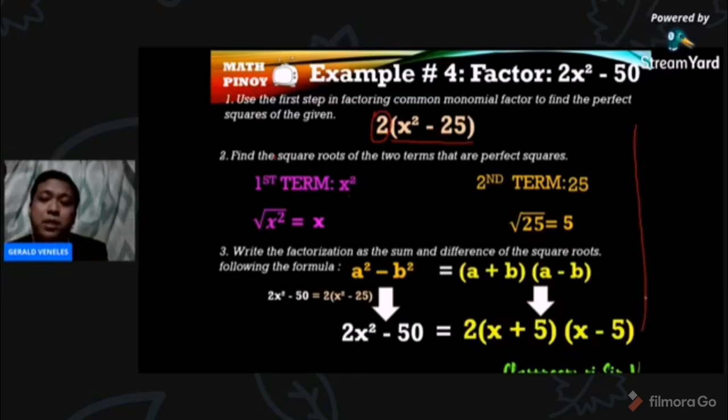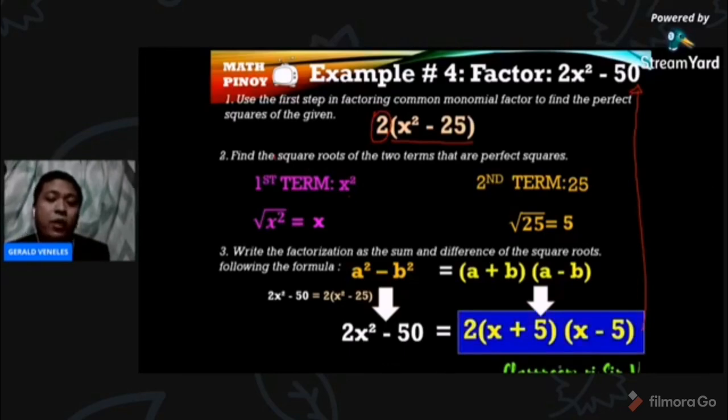Kapag sinolve natin itong 2 times the quantity of x plus 5 times the quantity of x minus 5, dapat ang sagot niya ay yun na nasa taas. Nakukuha po? Kaya ito po ang ating sagot. Huwag niyong kakalimutan isama si GCF. No? Di ba? Nag-divide kayo. Nakuha niyo ang perfect square. Huwag niyong kalimutang isama yung GCF, which is, here in our given is 2. Ayan.